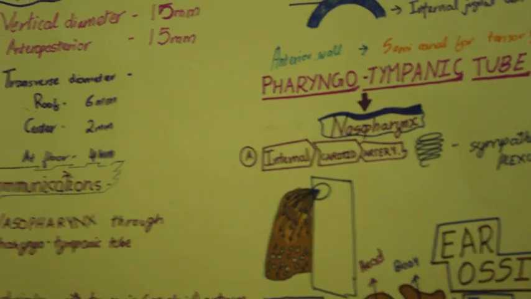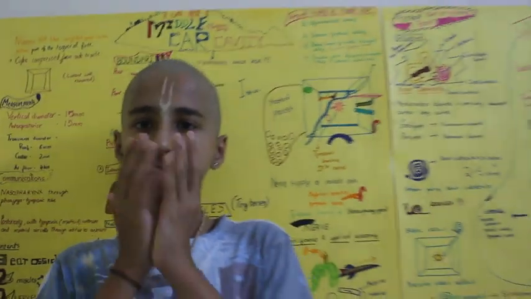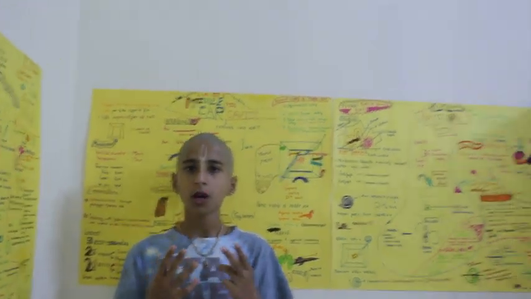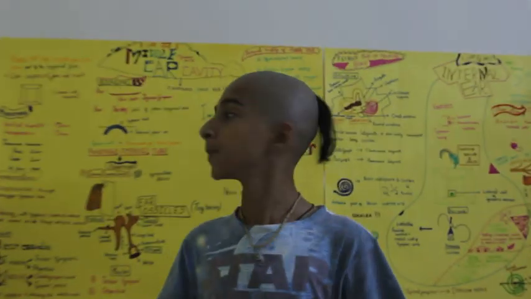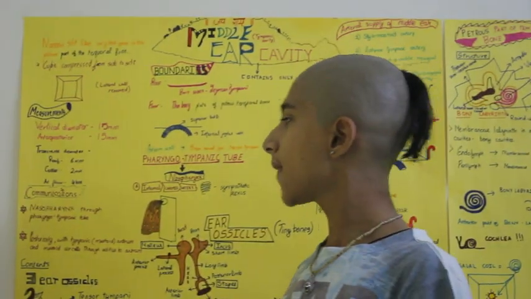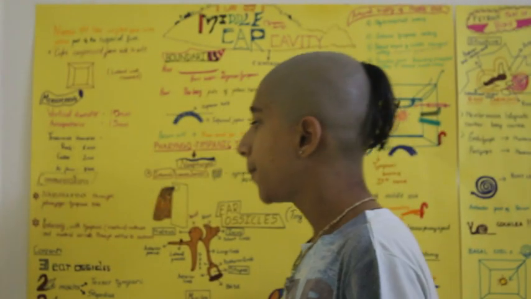So the communications of it is nasopharynx. So nasopharynx means the nose and the pharynx, the throat. So these two are connected to each other, and it is collectively referred to as the nasopharynx. And the nasopharynx is connected to the middle ear by a pharyngotympanic tube. It also has a bony part and a tissue part, a connective tissue part.